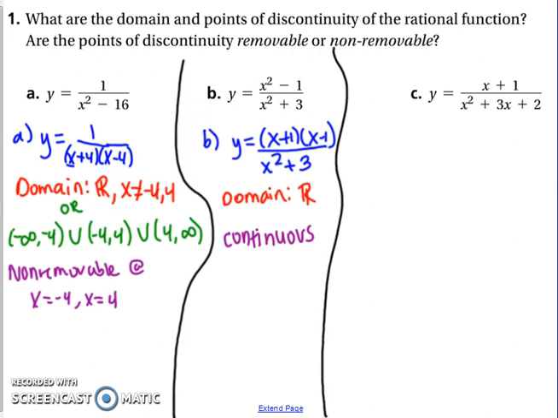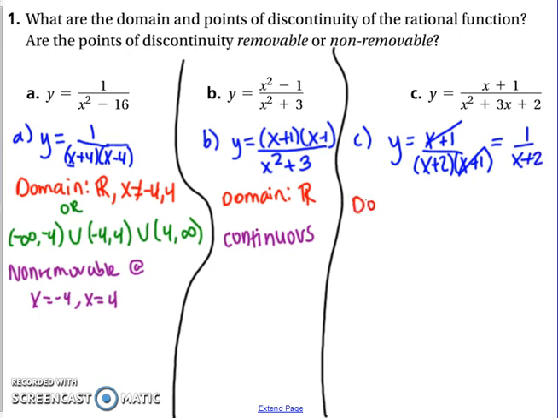Okay, and then for C, again, we want to factor anything that we can. So x plus 1 is on top. On the bottom, it multiplies to 2 and adds to 3. We can use 2 and 1. So from here, we can cancel out the x plus 1s, and we have 1 over x plus 2. To find our domain, again, we're going to say it's all real numbers except for the restrictions. And just like before, when we were simplifying, multiplying, dividing, adding and subtracting, even if you cancel something out, it's still a restriction. So the domain is all real numbers, except x cannot equal -2 or -1.